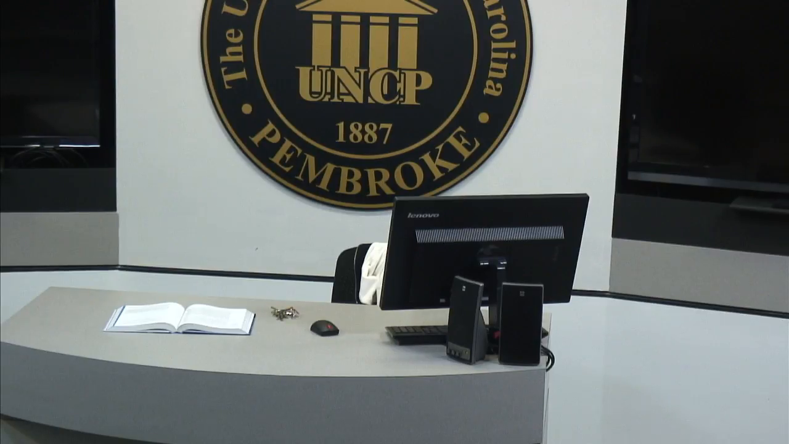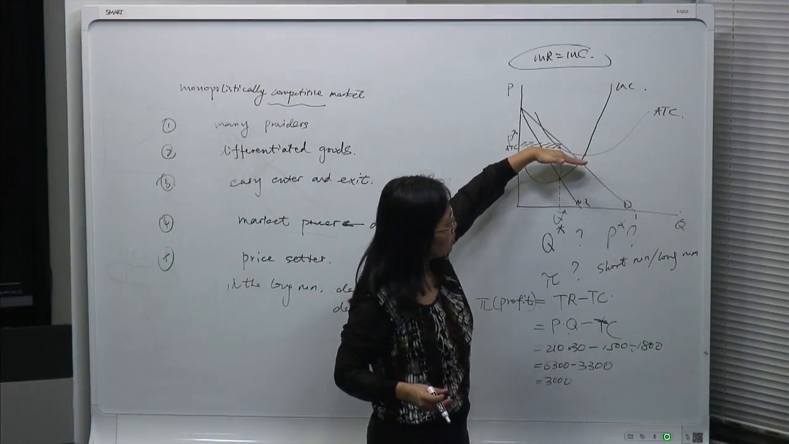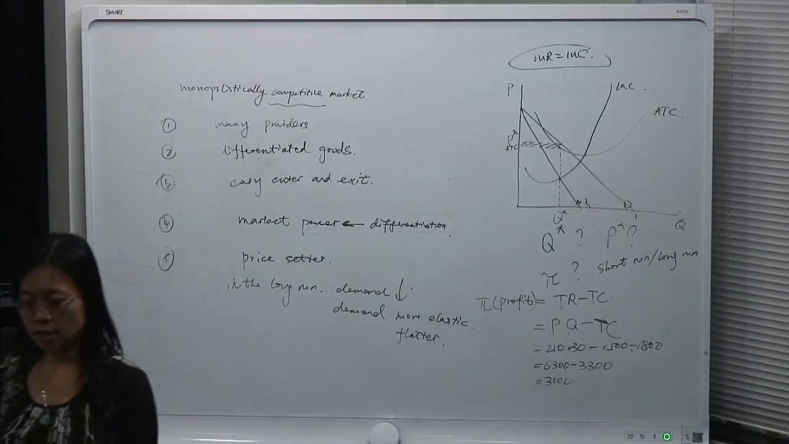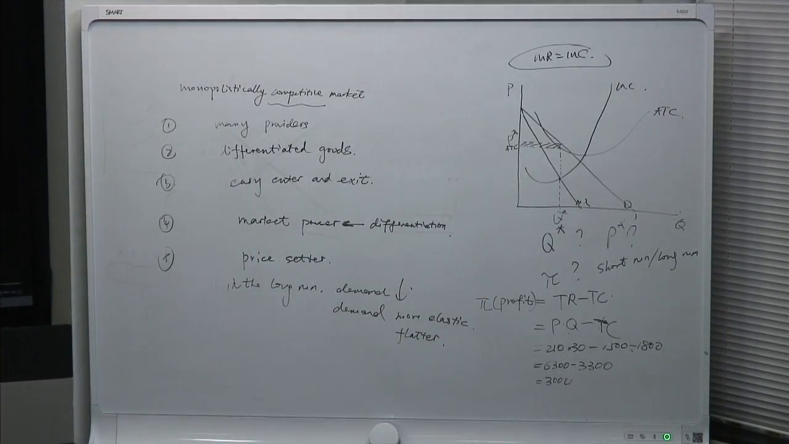So this demand here is going to go down and become flatter. This graph is going to change as time goes by. The firm's characteristic remains there, but the demand and marginal revenue are going to shift. So this is the difference between short term and long term again.